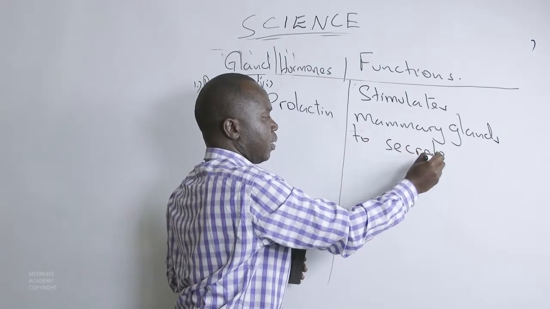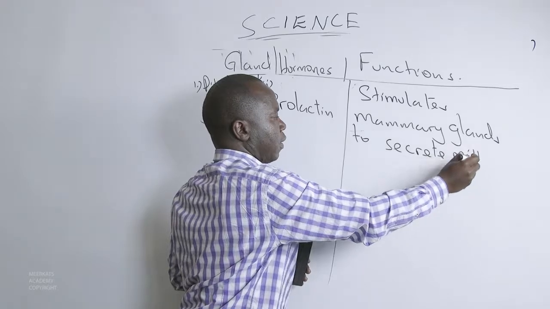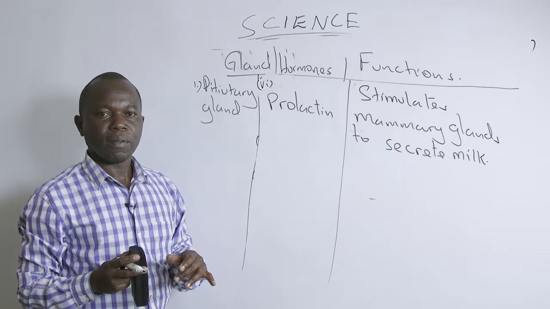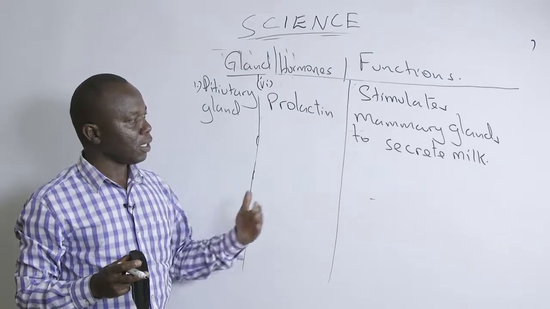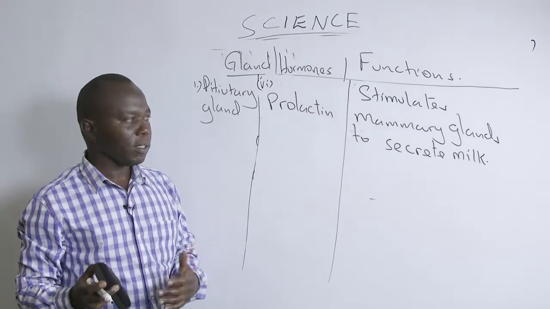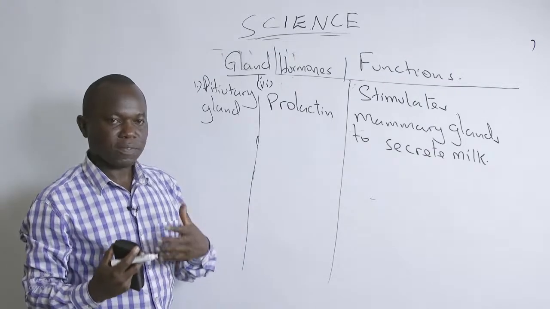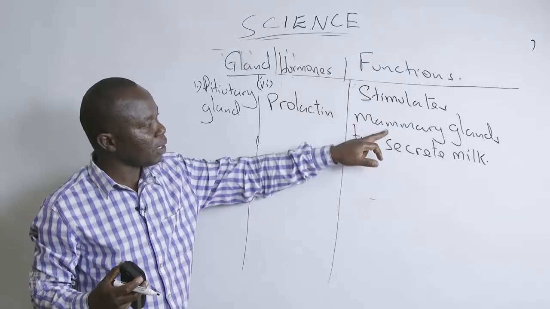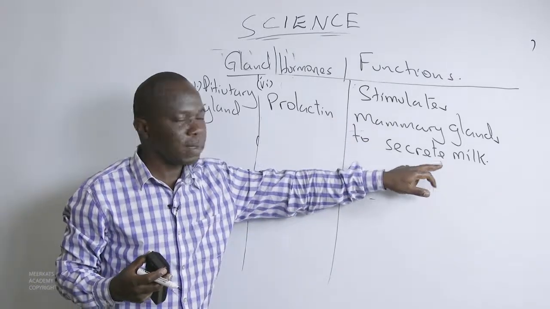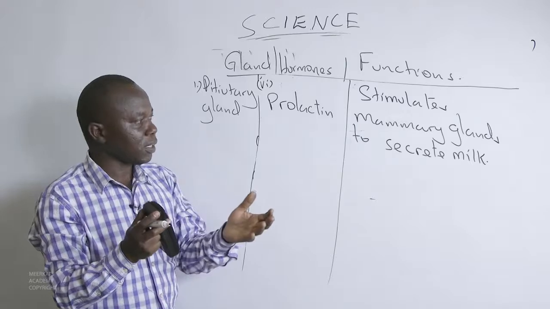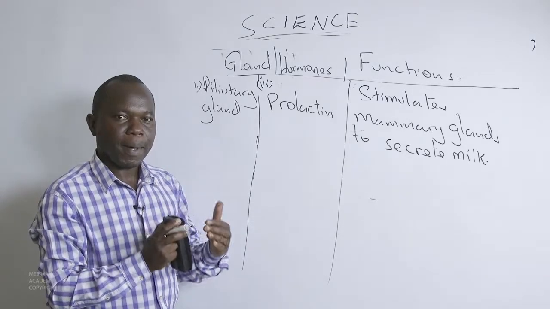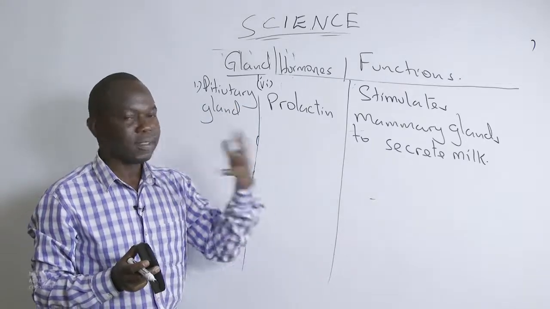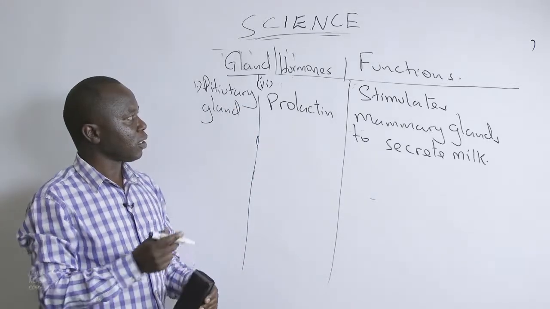To secrete milk. So you'll realize that the hormone will play a very important role during the lactation period, especially when the baby is just newly born and cannot suck very well. Prolactin will be involved so that it stimulates mammary glands to secrete milk in those alveolar spaces of the mammary glands or the breasts. And in the process, when the baby sucks, he can obtain the nutrients.